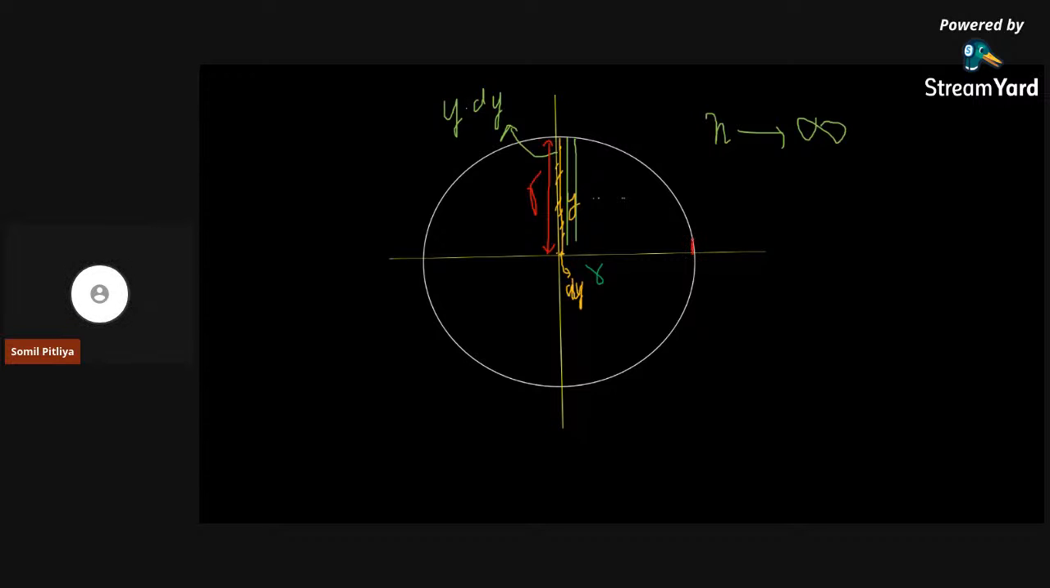At the first strip, y is 0, and at the longest strip, y will be my r. So I will integrate y dot dy from y equals 0 to y equals r to get the area of this quadrant. It will cover all the strips running from y equals 0 to y equals r, and it will cover the full area. I will get the area of the quadrant, and then multiply it by 4 to get the area of the circle.